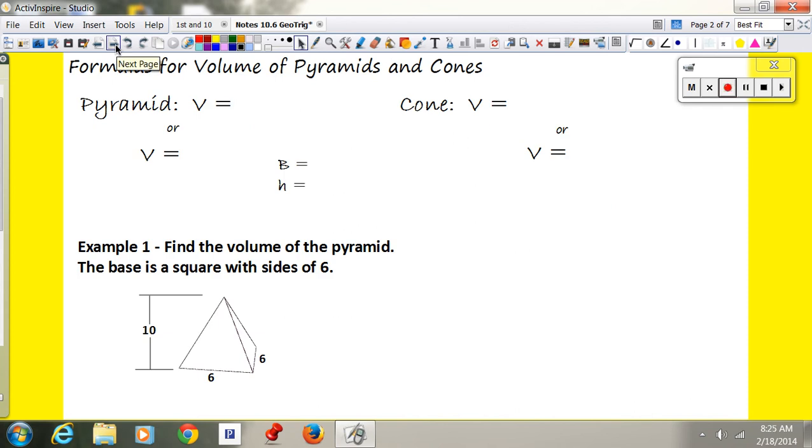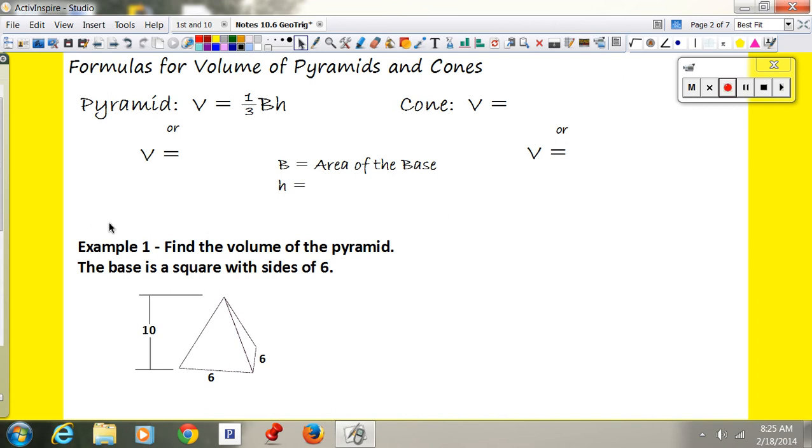Here's the formula for a pyramid. The volume would be, we would call it 1/3 big B times H. Now, what does big B stand for again? What do we talk about the base? Area of the base. So big B is area of the base. Okay, we got that right there. Big B represents area of the base, not just base.